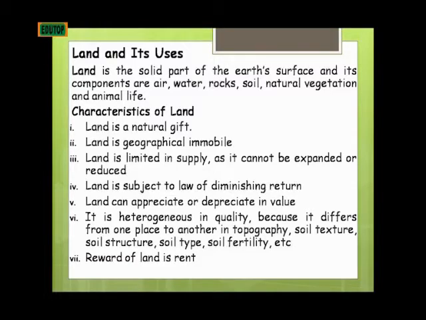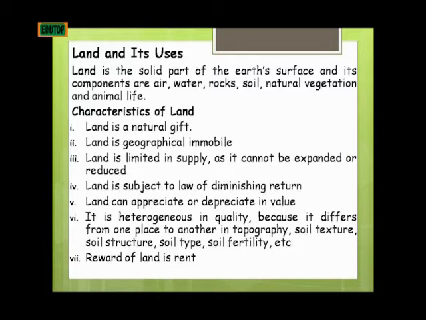One, land is a natural gift. That is, it is not man-made, it's a natural gift. Two, land is geographically immobile. That is, you can't have land in Port Harcourt and say, oh, because I'm now moving to Abuja, I will carry my land with me. No, that's not possible. Land is geographically immobile. That is, you can't move it from one point to the other.